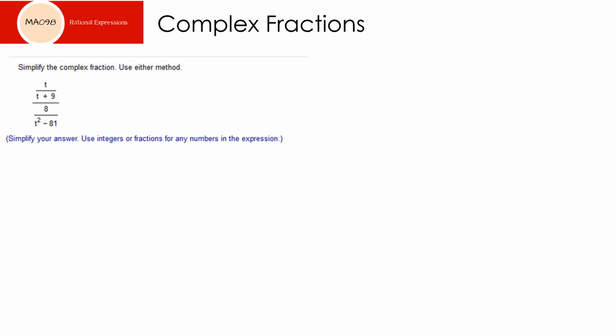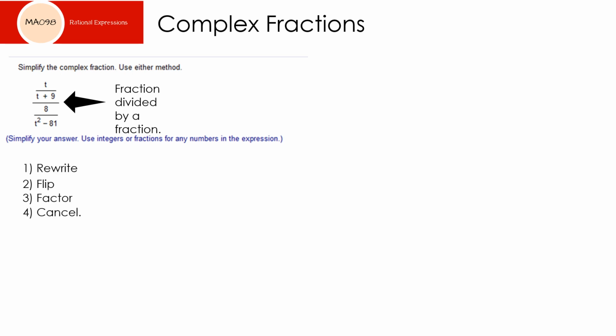Let's look at this one. First thing you're probably going to notice is I have a fraction divided by a fraction. For this one, the easiest way to do it is to rewrite it. Instead of using the line like a fraction line, we're going to use the division symbol, the one that we see on our calculator. Our next step is to change it to a multiplication and flip the second fraction.